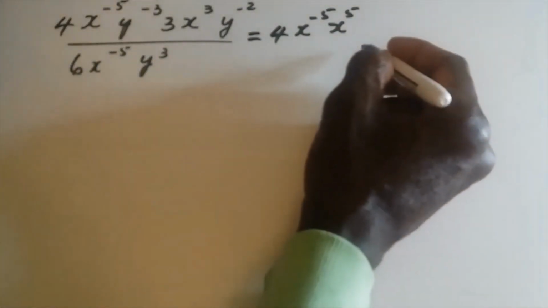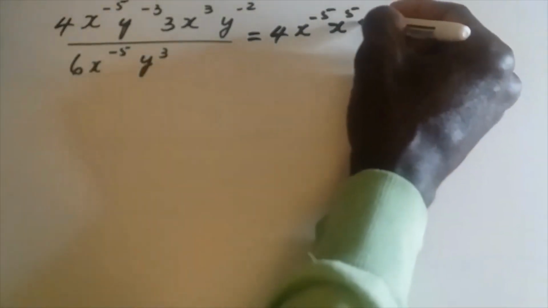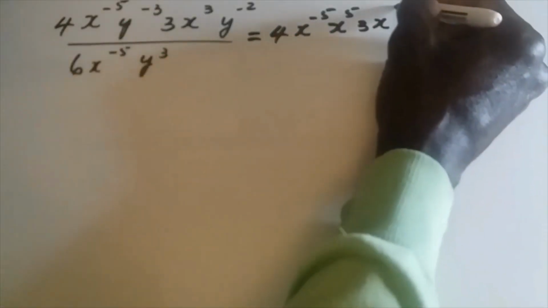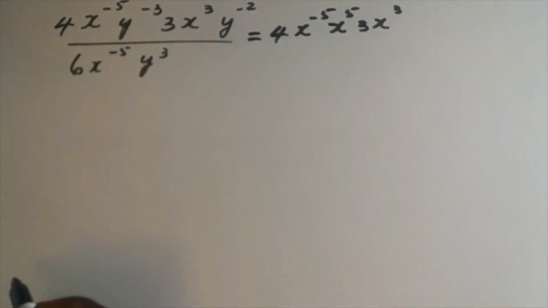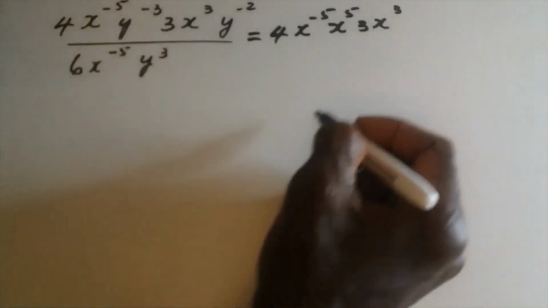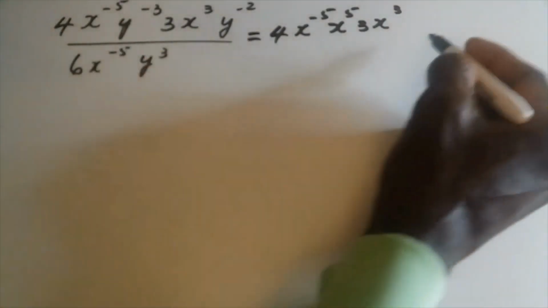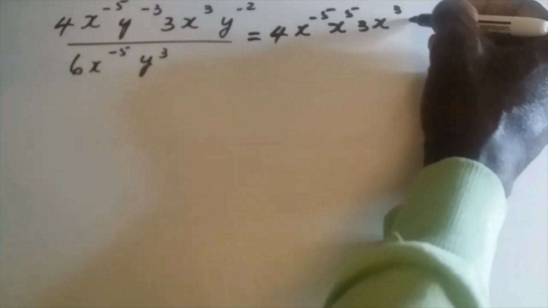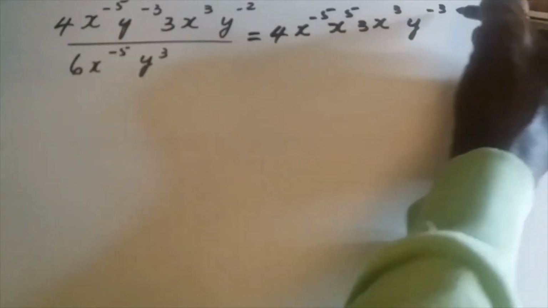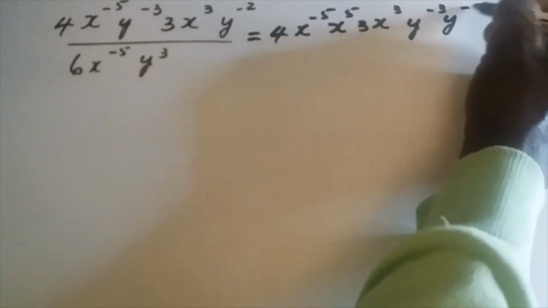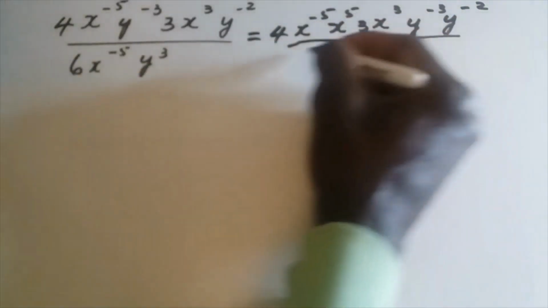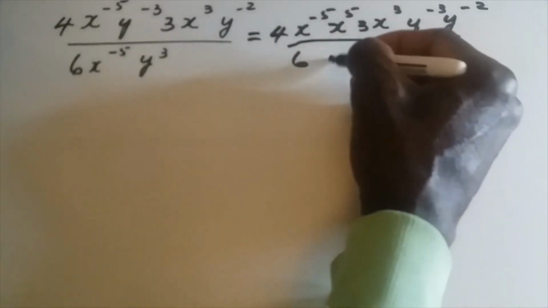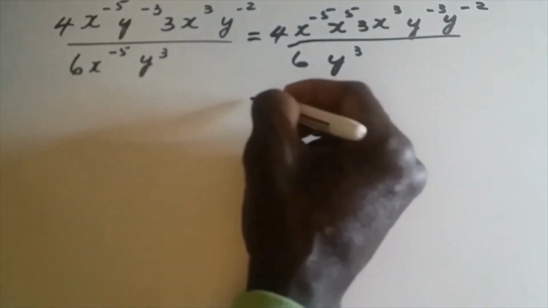Now we'll group also together with x. We have 3x cubed. All of these are multiplied by each other. We don't write the multiplication sign in algebra, we just leave it as written here. Now we look at the y's. We have in the numerator y to the minus 3, y to the minus 2. And now in the denominator we have 6y cubed left.